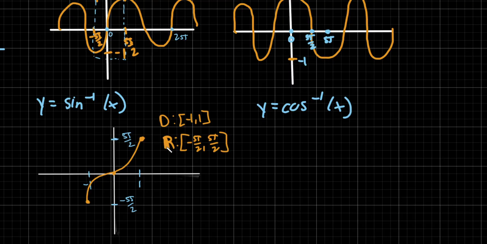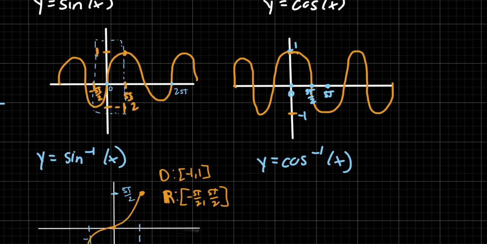Okay, cosine. You want to do it on your own? Okay. Do you want to do it up on the boards? No? Okay, fine. Do it on your own. Where is our restriction? If I did the same restriction, I would just have this top curve, and that would not pass the horizontal line test. 0 to pi. Yep. 0 to pi.